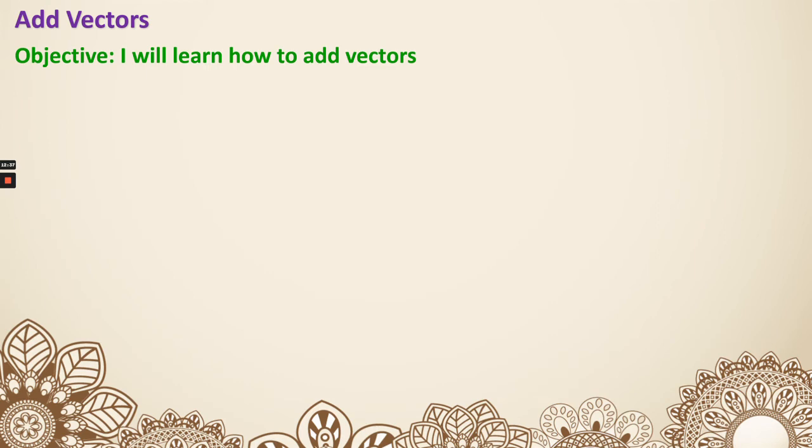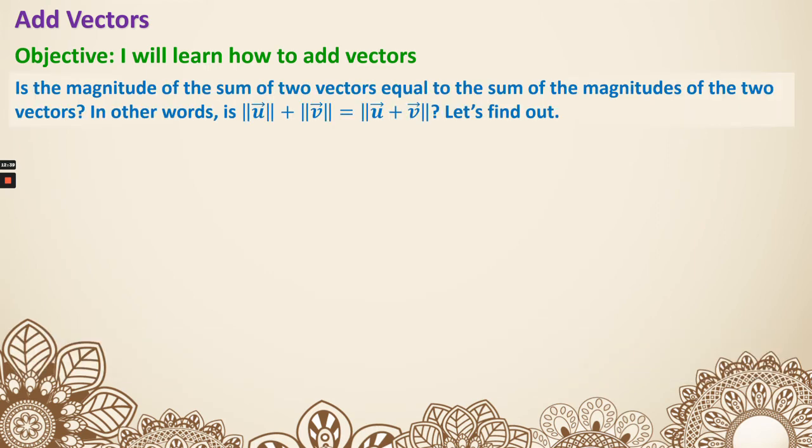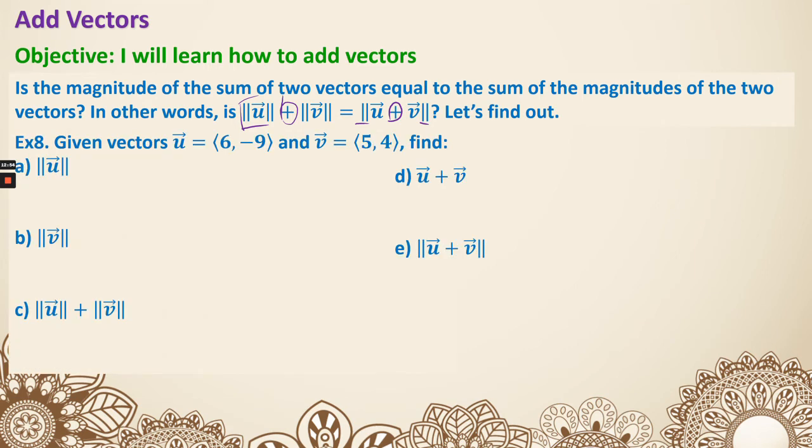Lastly, we are going to link these with magnitude. So we are going to try calculating the magnitude first, then finding the sum, compared to finding the sum first and calculating the magnitude. Are they actually going to be the same, or does the order matter when we deal with the magnitude? So let's have a look at example 8.